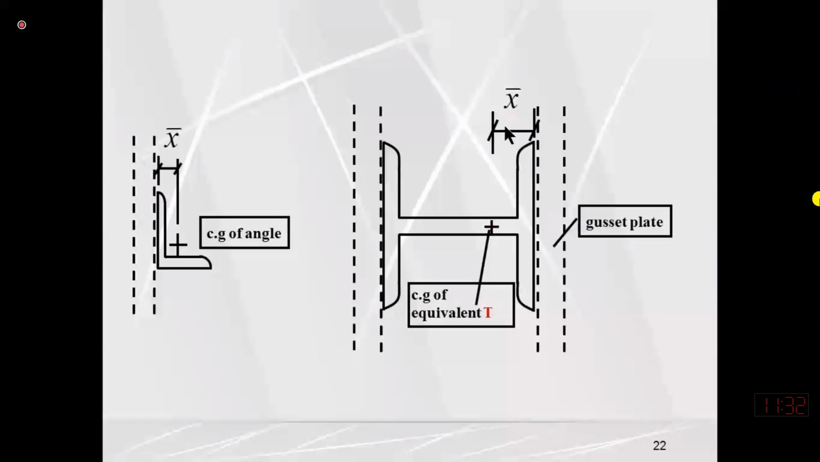Distance of the centroid of the corresponding T section to the outer face of the plate. Actually, you also don't need to compute this x value in case of the centroid corresponding to T section. And this x bar value is also not needed to compute. These are also directly given in the LRFD design aid.